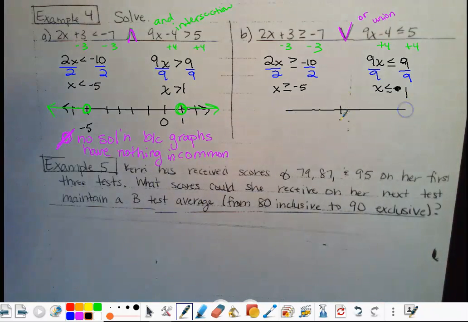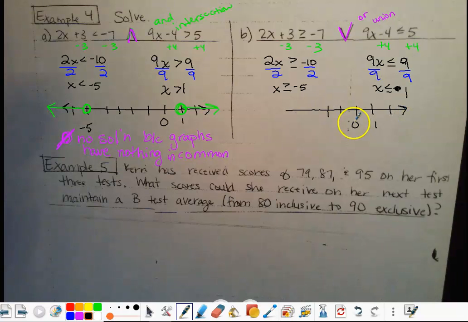I don't know why we did that with my number line. 0, 1, 2. So there's my 1. And let's see, 0, 1, 2, 3, 4, 5, 6. So there's my negative 5. Let me extend my line out there. Okay, so now I've got my line.